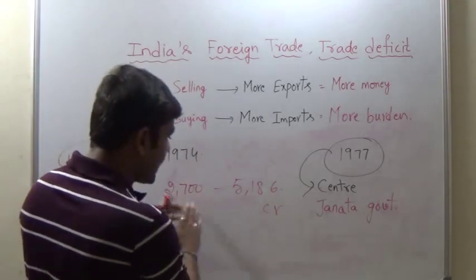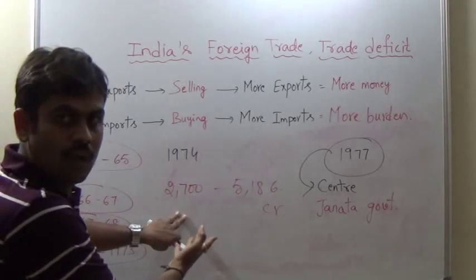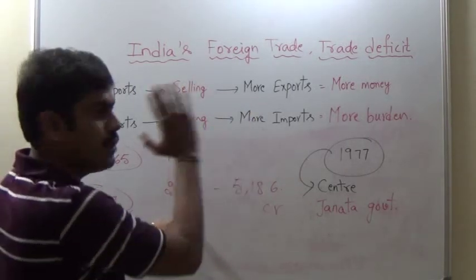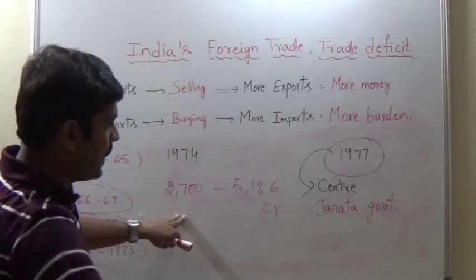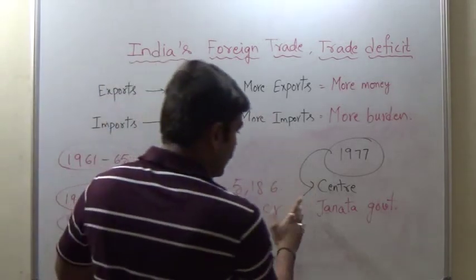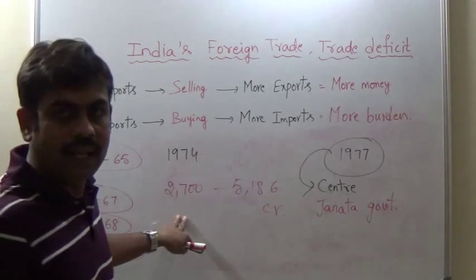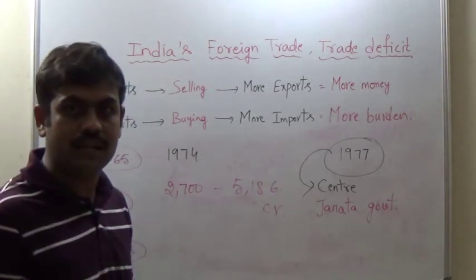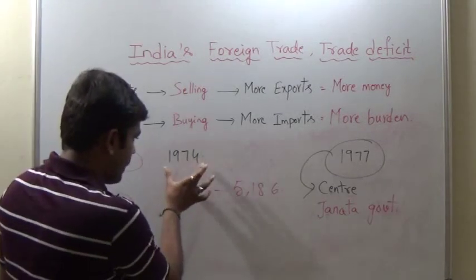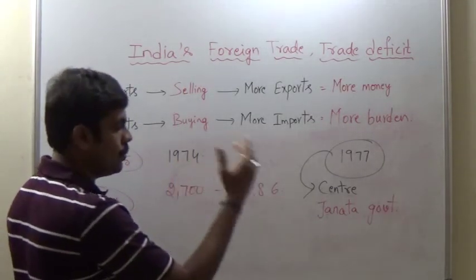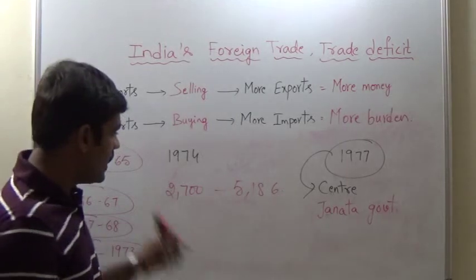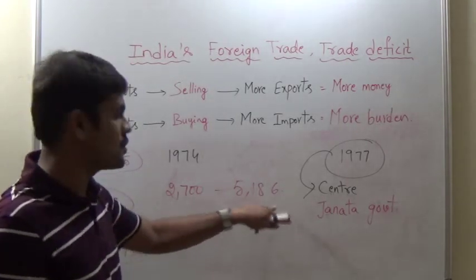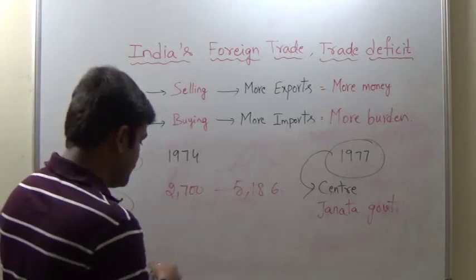Any comparison with the figures? Where was the 470 crores trade deficit before 72 and 73? And by the time it is reaching 1980, it rose to 5,186 crores trade deficit. From 1974 to 1980, the trade deficit reached this 5,186 crores mark.